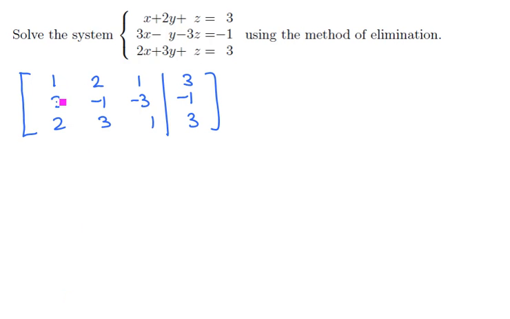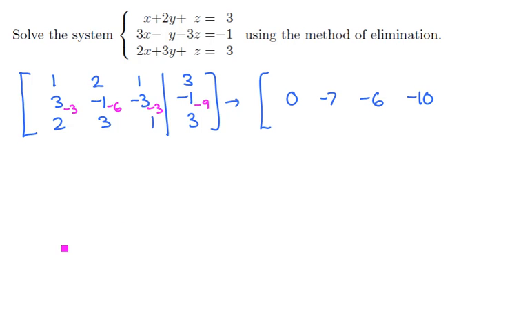Notice that we have a 1 here, so to get zeros in the two entries below, we can scale the first row and add it to the other rows. For example, if we were to scale the first row through by minus 3 and add it to the second row, we'd get a 0 here. The first row scaled through by negative 3 would be minus 3, minus 6, minus 3, and minus 9. And if I were to add these two values together, term by term, we would obtain the row 0, minus 7, minus 6, minus 10.